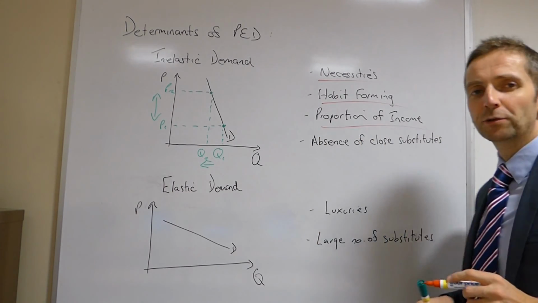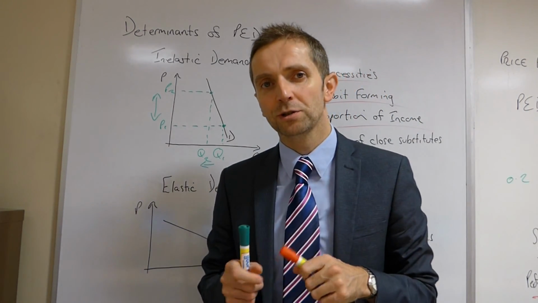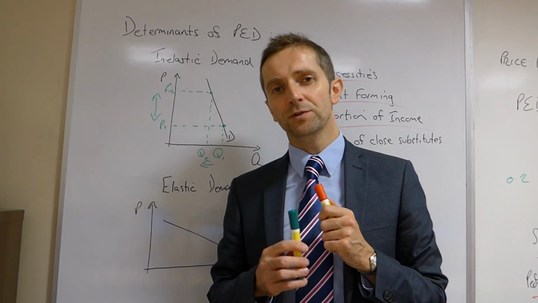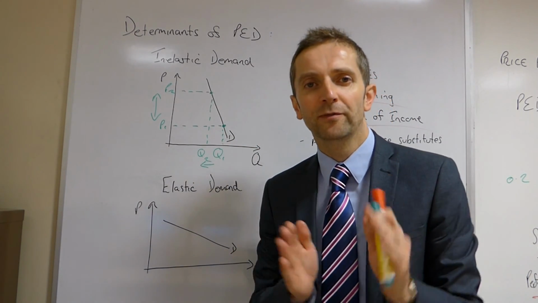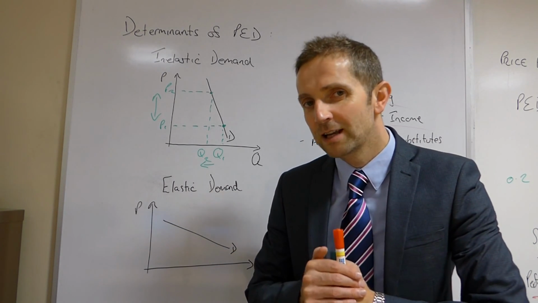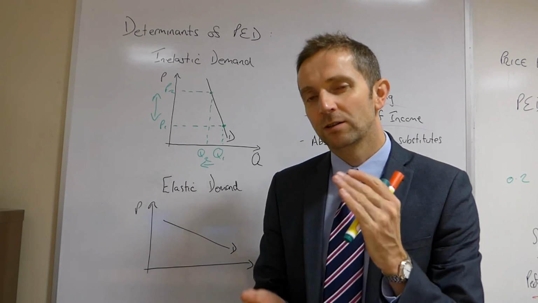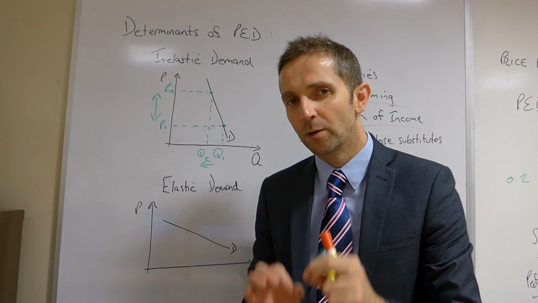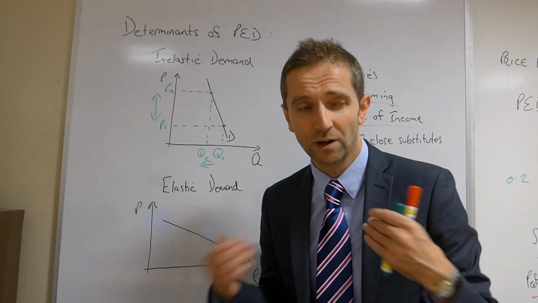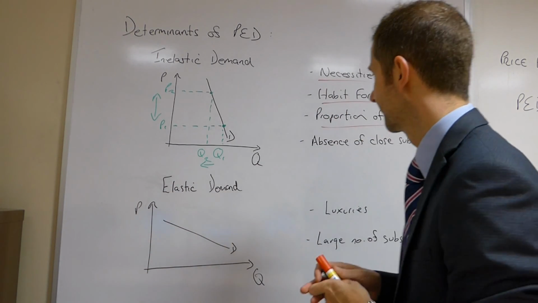Third, the proportion of your income that you spend on a good or service. Every day, I hope, ladies and gentlemen, you'll be buying a newspaper. If the newspaper goes up from 50 pence to 51 pence, that isn't going to stop you necessarily buying the newspaper. So it's dependent upon how much of your income is actually going into this good or service. Obviously, if it was fortunes, you'd be much more sensitive.